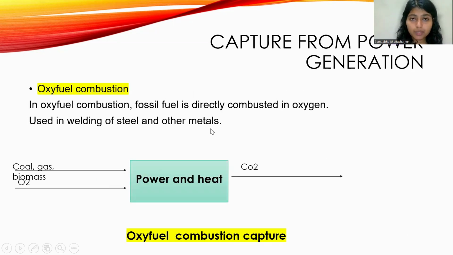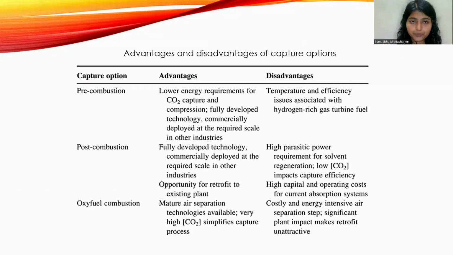Now talking about the third method of capture from power generation, which is the oxy-fuel combustion. In this oxy-fuel combustion, fossil fuel is directly combusted in oxygen, and this process is used in welding of steel and other metals. As we can see, we have coal, gas, and biomass, and then we directly combust this mixture in oxygen, and see here is the combustion process, and we directly get carbon dioxide. So these were the three methods of capture from power generation.